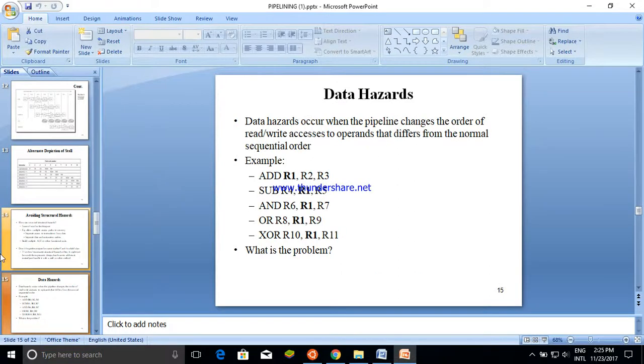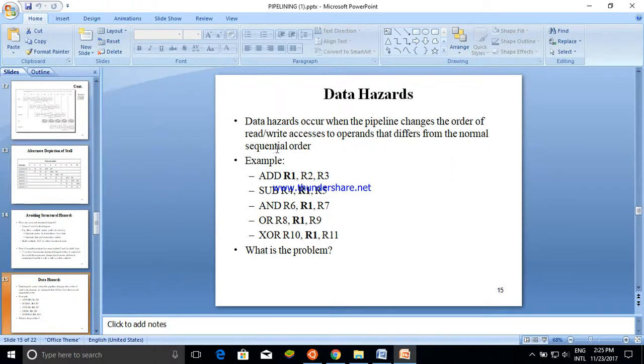Now data hazards. Data hazards generally occur when the pipeline changes the order of the read-write accesses to the operands so that it differs from the normal sequential order. For example, a short example has been given here. ADD R1, R2, R3, there are 3 registers, fine. Then SUB R4, R1, R5, an AND operation at R6, R1, R7, an OR operation at R8, R1, R9 and an XOR operation R10, R1, R11. So what's the problem here?